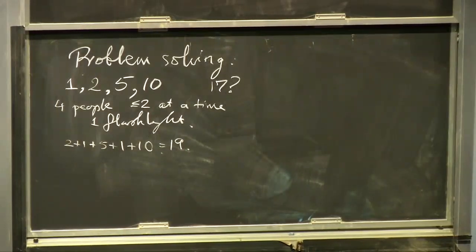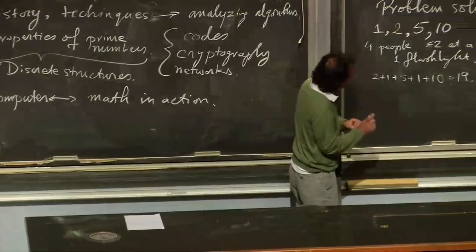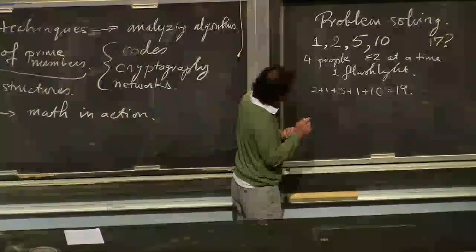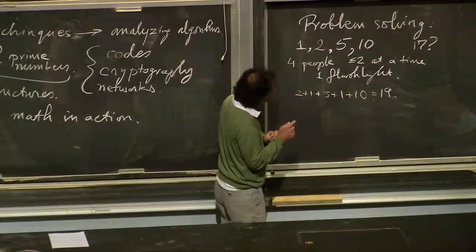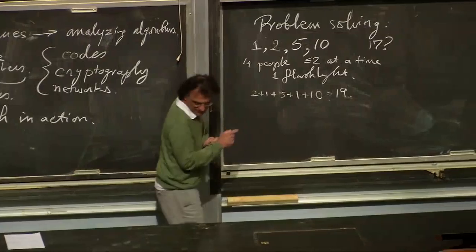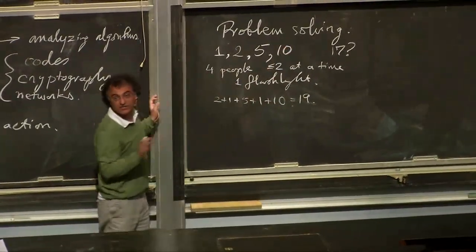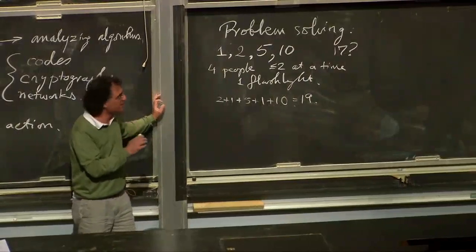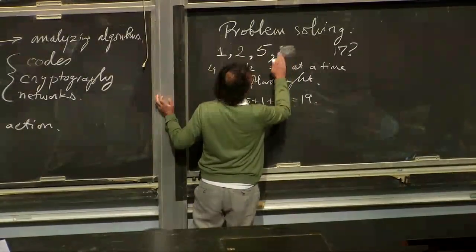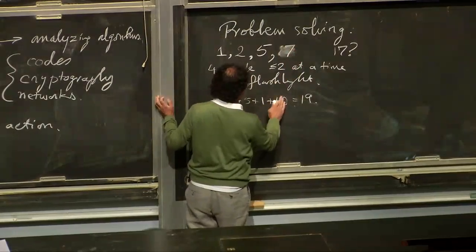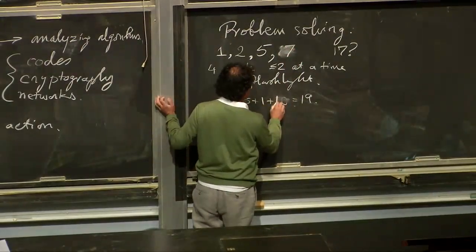Oh, sorry. Was it? Let me see if I got the numbers right. I seem to have copied them incorrectly. So, 1, 2, 5, 7. So let me use the ones that I have here because I'm not sure whether these work at all. So let's see what happens with this. It does. Okay. So should I leave it like this?